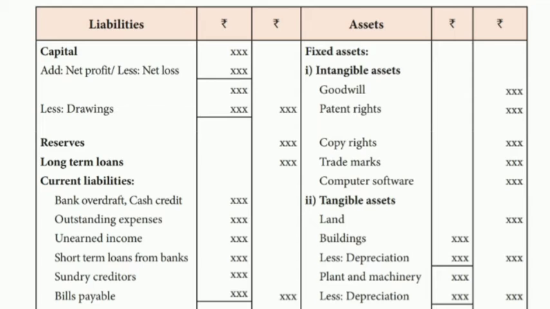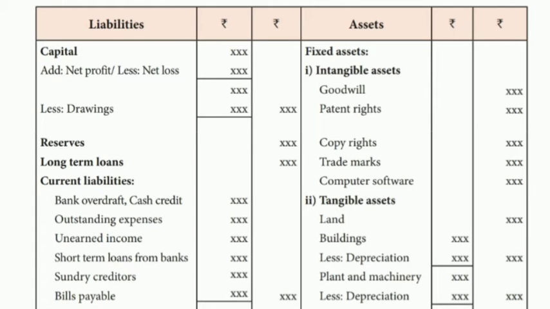Finally, we have the format of the balance sheet. A balance sheet is prepared on a particular date, so it is headed balance sheet of so and so as on, not for the year ended. It is not an account, it is a statement, so there is no "to" and "by". The left side carries liabilities along with the capital, and the right side carries assets.